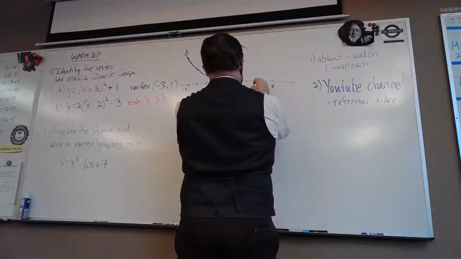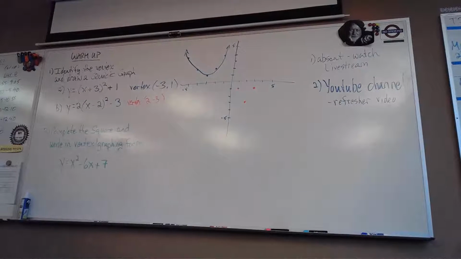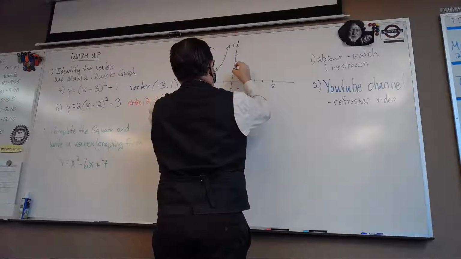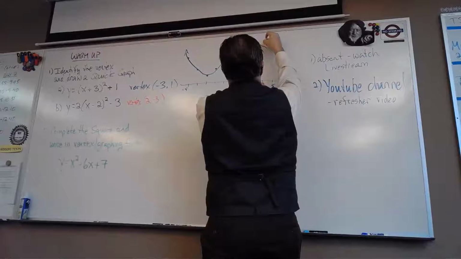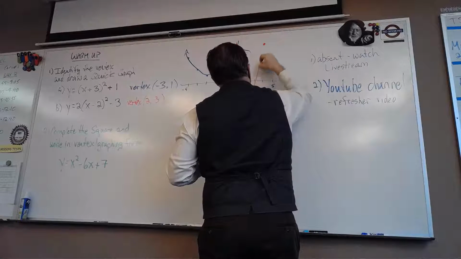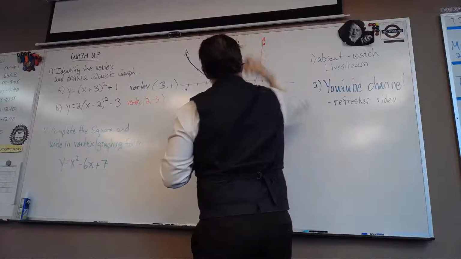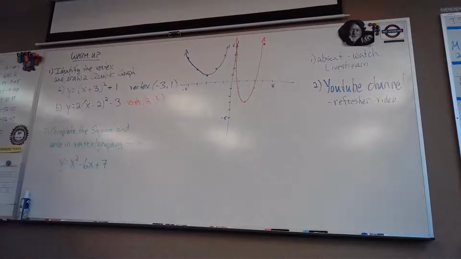Over 1, up 2. Where's the next set of points, Brett? Over 1, or over 2, up 8. There you go. Over 2, and instead of 4, we're going to just multiply it by 2 and go up 8. So we got 1, 2, 3, 4, 5, 6, 7, 8. And then over here, same thing, symmetry. And beautiful, beautiful parabola.